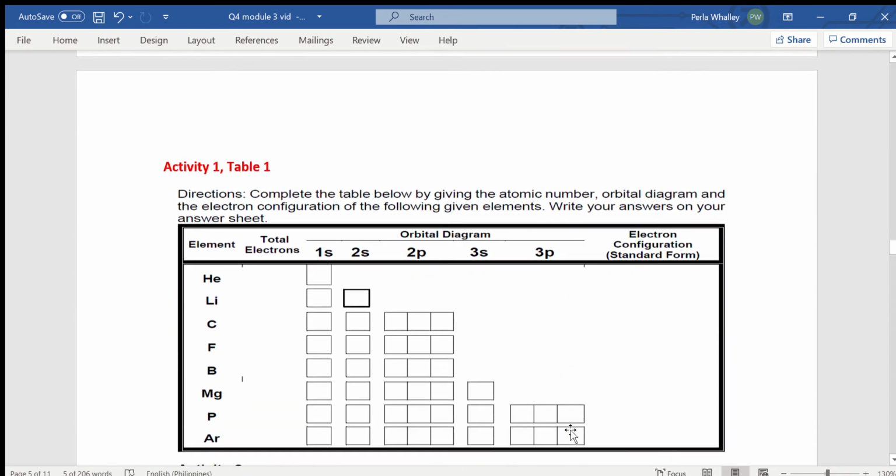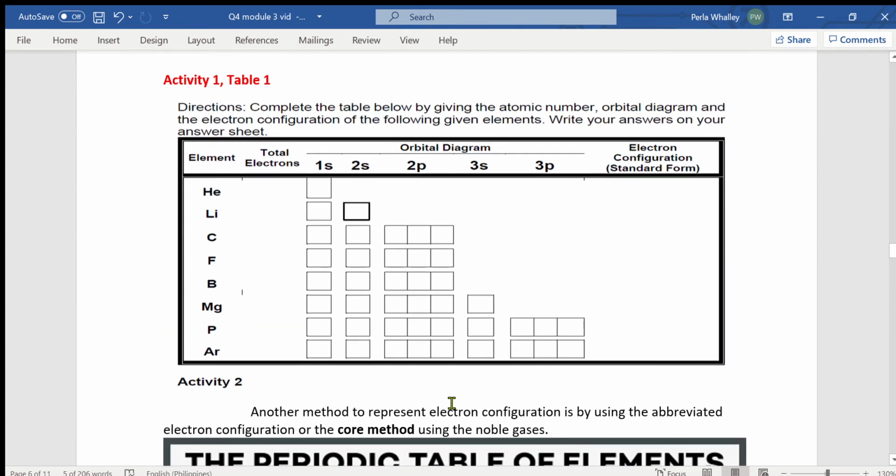This is your first task. Activity 1, Table 1. Complete the table below by giving the atomic number, orbital diagram, and the electron configuration of the following given elements. Write your answers on your answer sheet.